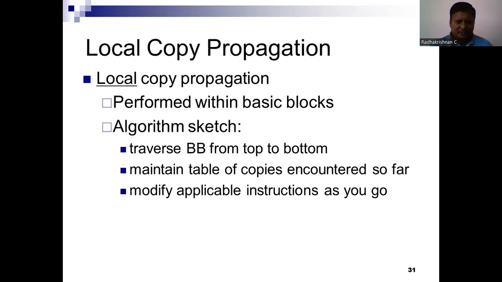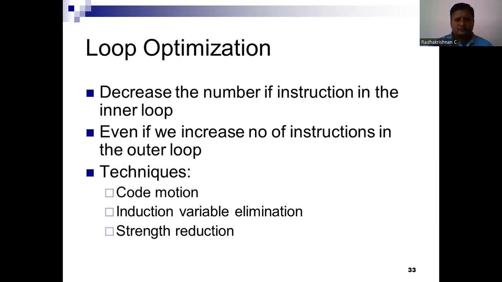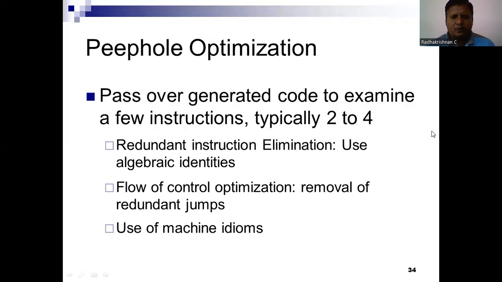Copy propagation was already discussed. Peephole optimization is nothing but optimizing a small portion of the code. We pass over the generated code to examine a few instructions, typically 2 to 4 instructions, which will be optimized. There are different types of peephole optimization techniques: redundant instruction elimination, use of algebraic identities, flow of control optimization, removal of redundant jumps, and use of machine idioms.